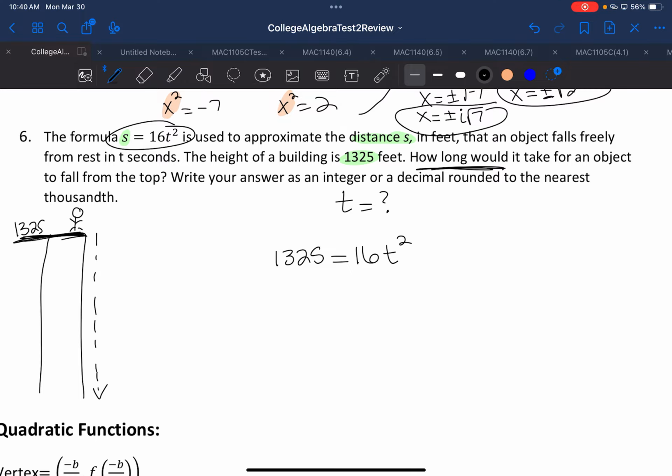And then solve for T. Does that make sense? You said plug S in for what? Plug the 1325 in for S, because that's the height of the building that they're dropping it from, which means the distance from where they're dropping it to the ground would be 1325.